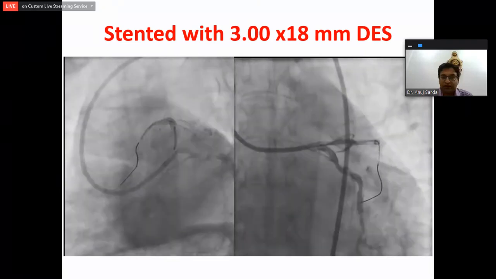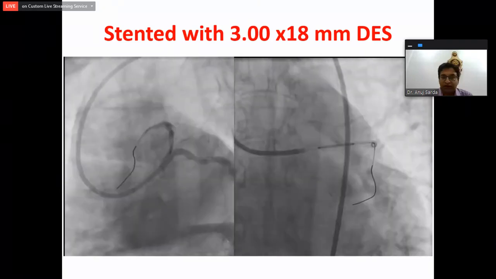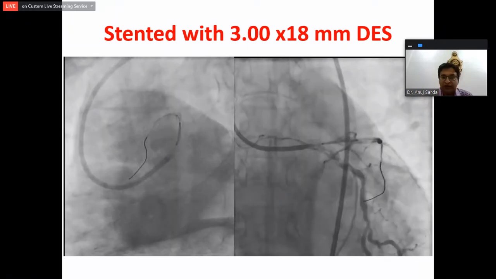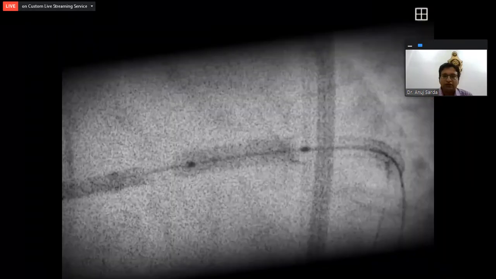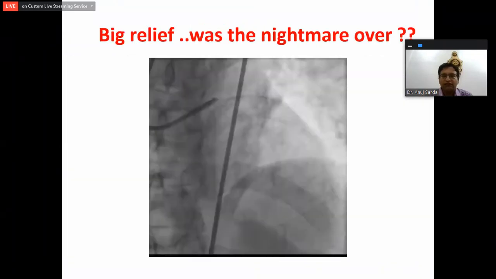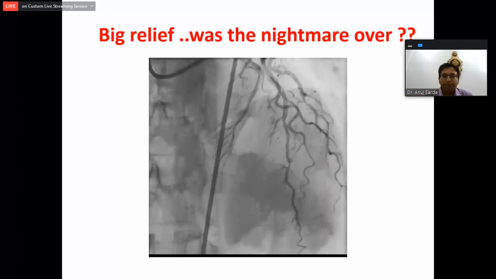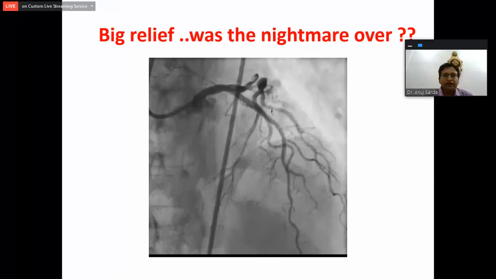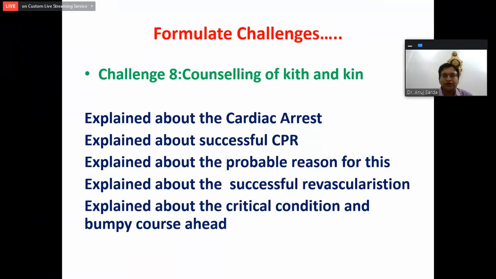So we stented with a 3.0 x 18 mm DES across this. And this is the final result. Finally, we have achieved TIMI-3 flow. This is really a big relief, and the nightmare was over. Not exactly. Now we have another challenge: the counseling of the kith and kin regarding the arrest and, definitely, the successful revascularization and CPR, the critical condition of the patient, and the bumpy road ahead.